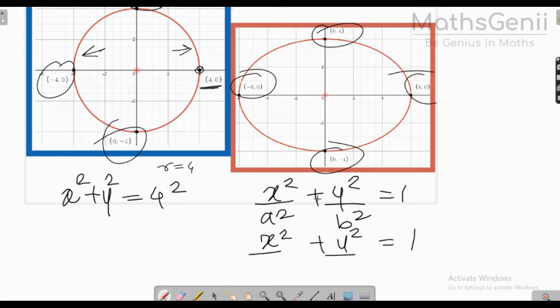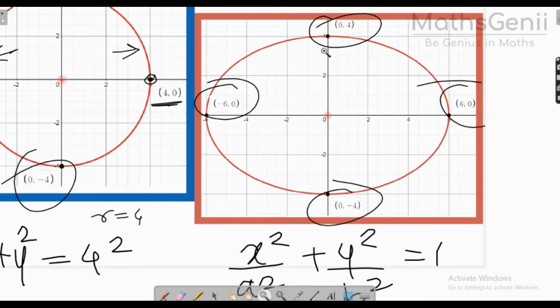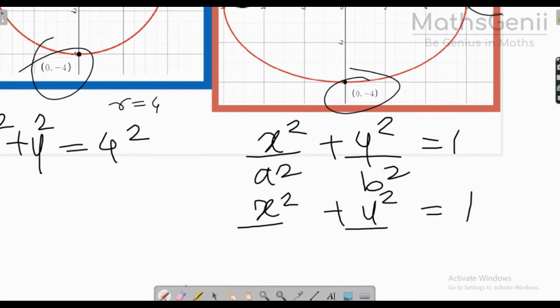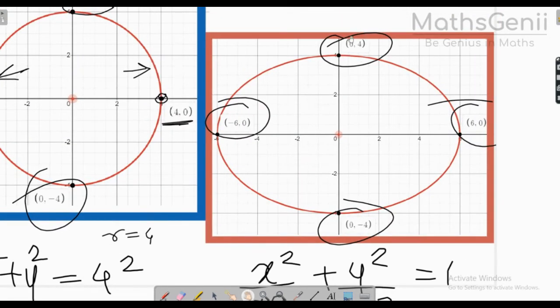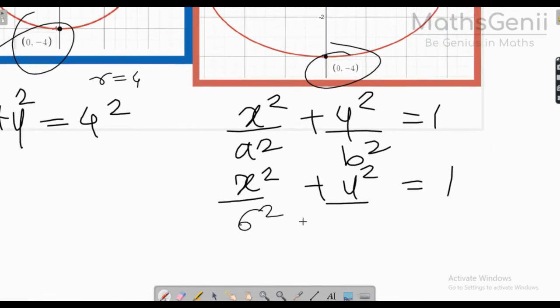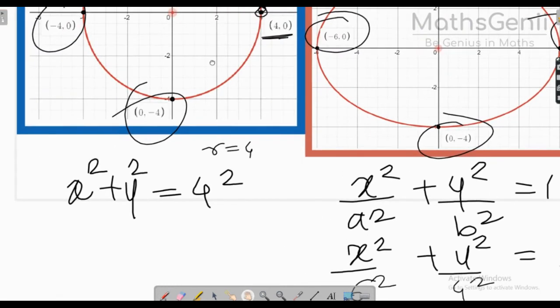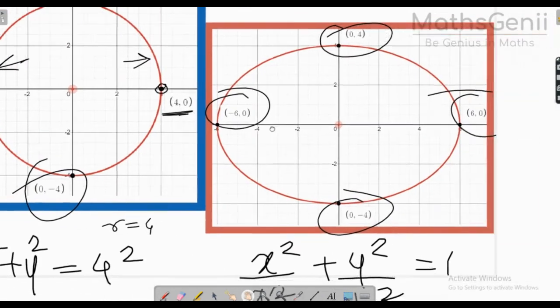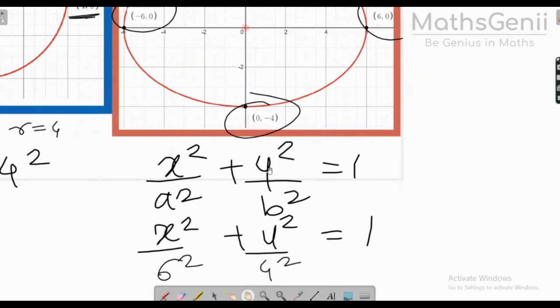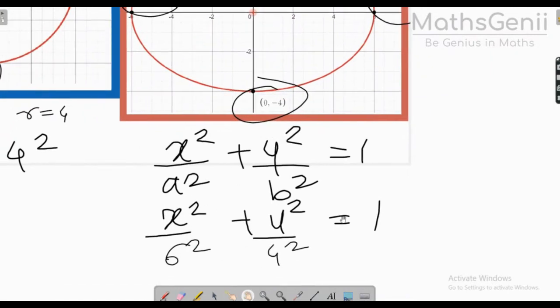So what will be a and b? a is always the major axis thing. So this is the x axis. What is the x axis? 6. So your a is 6 square. For b, what is the coordinate for the y-axis? 4. So your b is 4 square. So you see, I have just shifted this circle and it became an ellipse. And the important part of this slide is you understood how to write the equation seeing the graph.